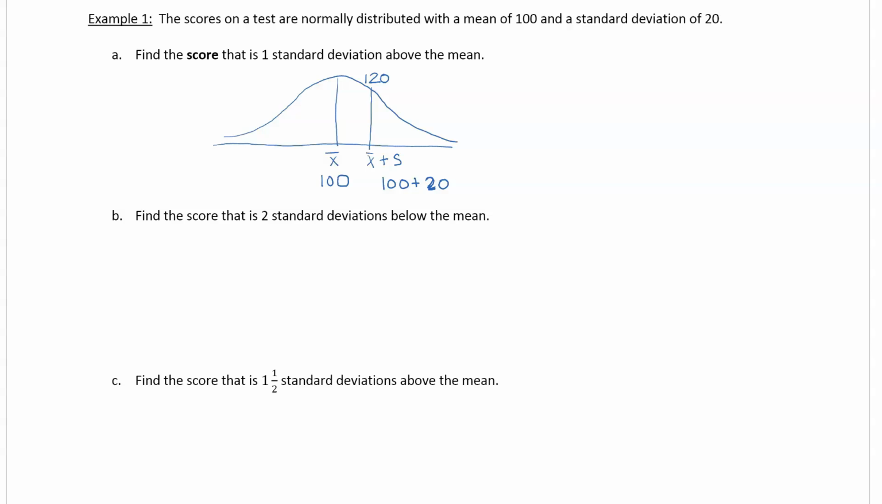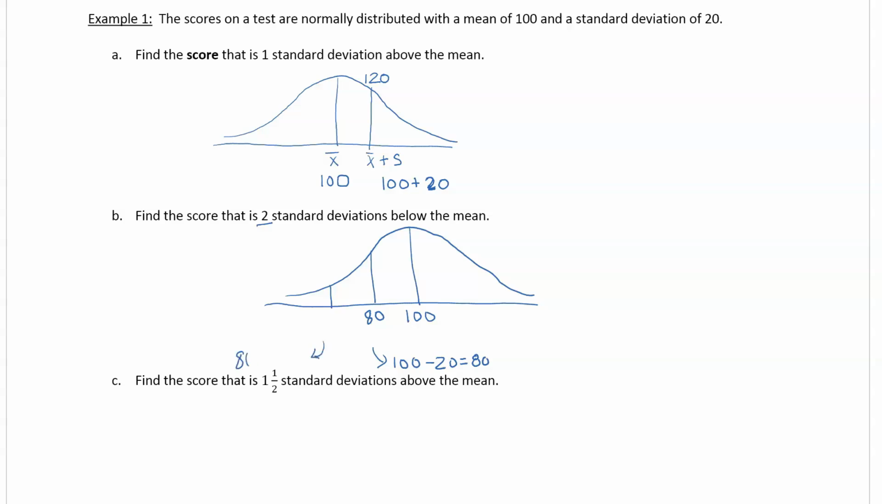For part B, I'll draw another normal distribution and label the mean here, 100. Next, I will label the first standard deviation below the mean. So 100 is the mean, minus 20, the standard deviation. So that's 80, which is 1 standard deviation below the mean. Since the problem asks for 2 standard deviations below the mean, I will subtract another standard deviation of 20 from 80 to get 60. This is the second standard deviation below the mean.